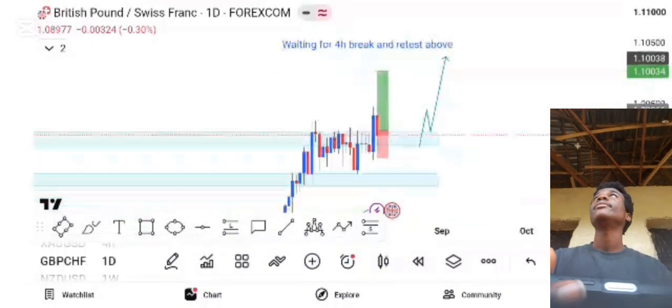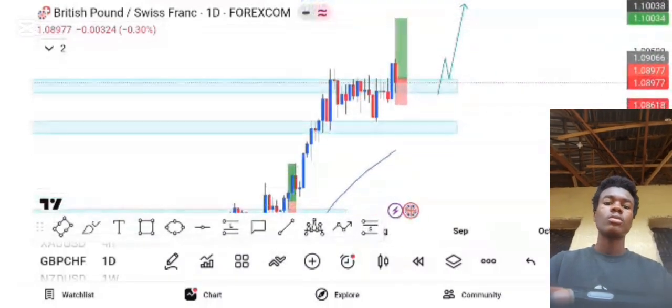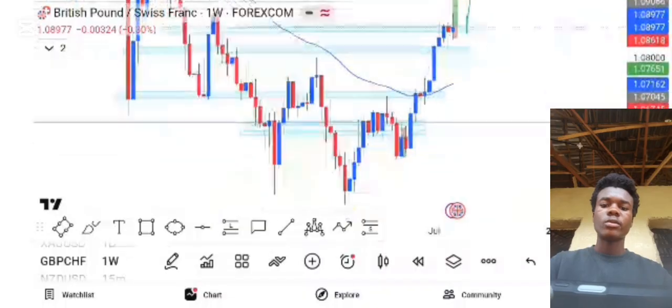I want to show you guys the pair I'm interested in trading this week. So right now, let's go to my screen right away. So this is GBP on the weekly time frame.